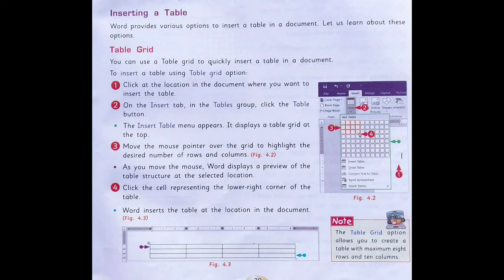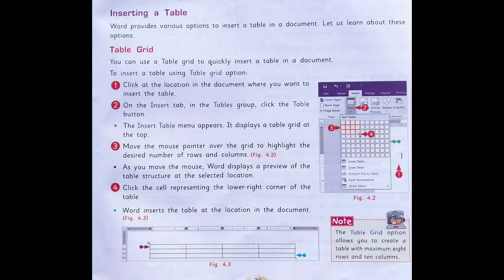Inserting a table. Word provides various options to insert a table in a document. Let us learn about these options. Table grid. You can use a table grid to quickly insert a table in a document. To insert a table using the table grid option, click at the location in the document where you want to insert the table. Then on the Insert tab in the Tables group, click the Table button.